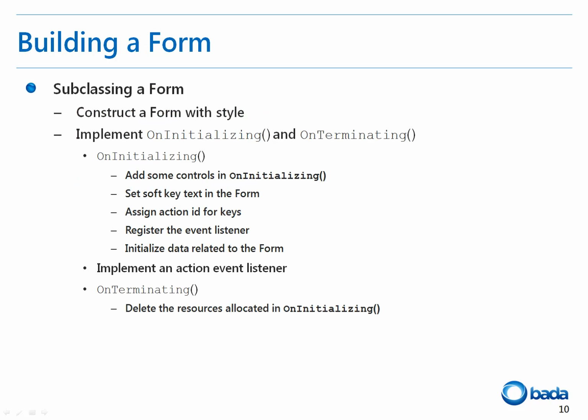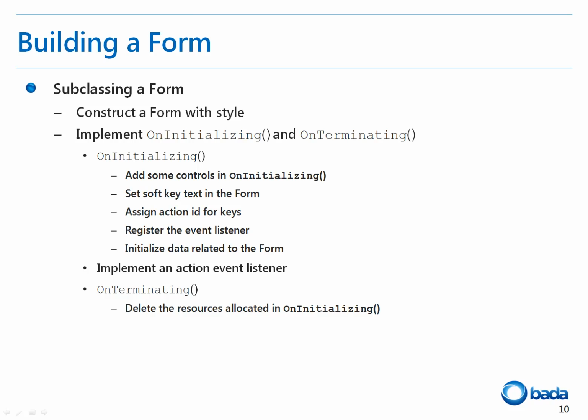Next, I'll show you how to actually create a form. You can create a form by inheriting the form class and implementing the virtual functions. The first function to be overridden when inheriting a form is the construct function that specifies the form style. Generally, both the onInitializing function that's used to initialize a form and the onTerminating function that's called when a form is terminated are also overridden.